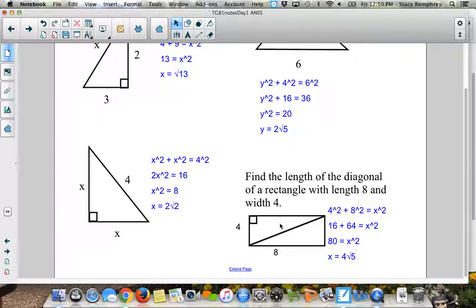And over here again, the x that I'm talking about is the diagonal. I knew the legs are 4 squared and 8 squared. So I simplified those, I square rooted both sides, and when you simplify the square root of 80, you get 4 root 5.